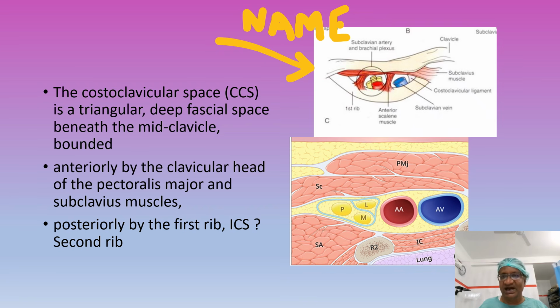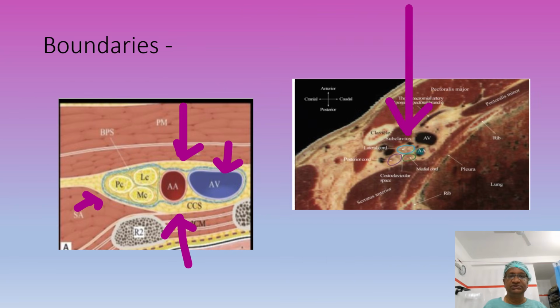This is the axillary artery, which is medial. The vein is further medial. This is the costoclavicular space. This is pec major and subclavius, which are anterior, and the rib and intercostal space are posterior. Now again, this is the costoclavicular space, pec major, and this is the brachial plexus sheath, costoclavicular space, second rib, first rib, intercostal space, serratus anterior.